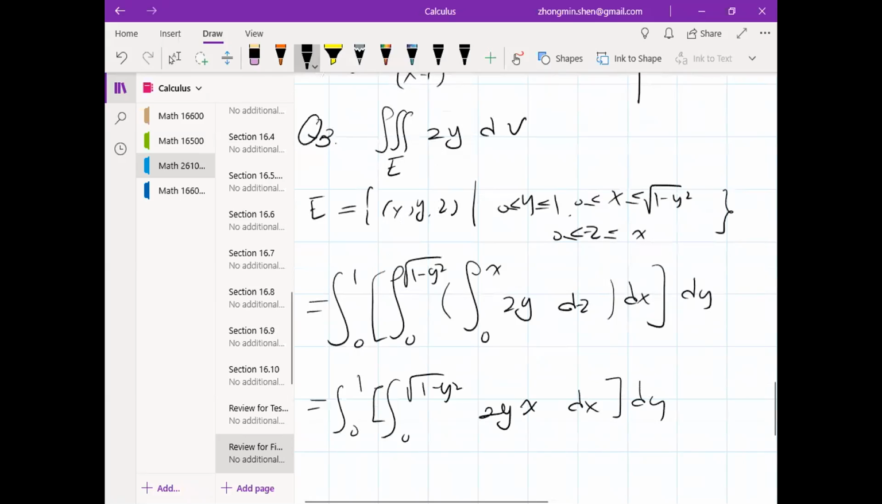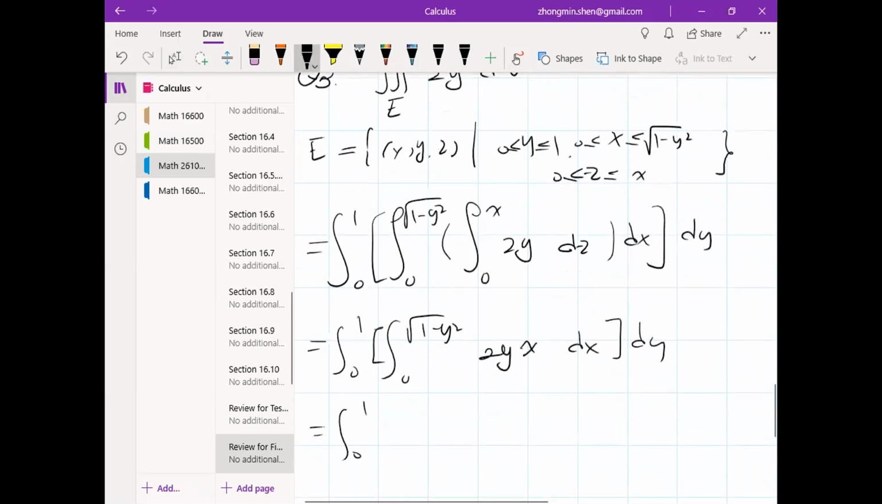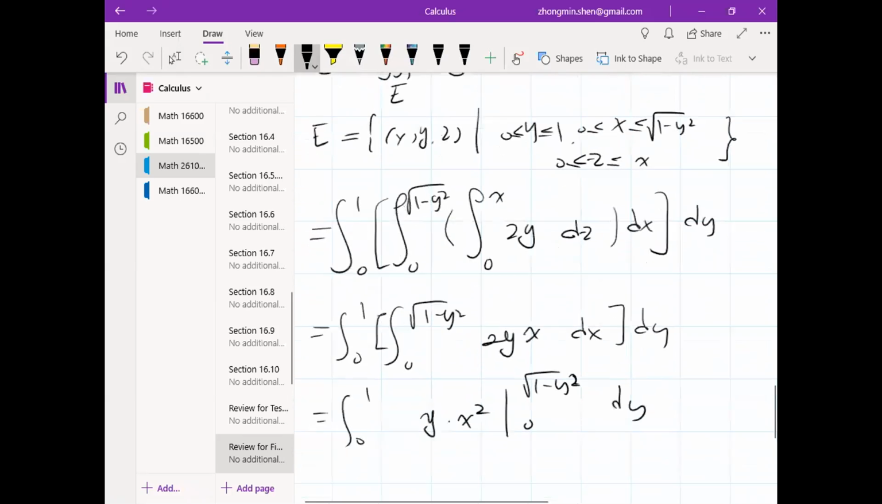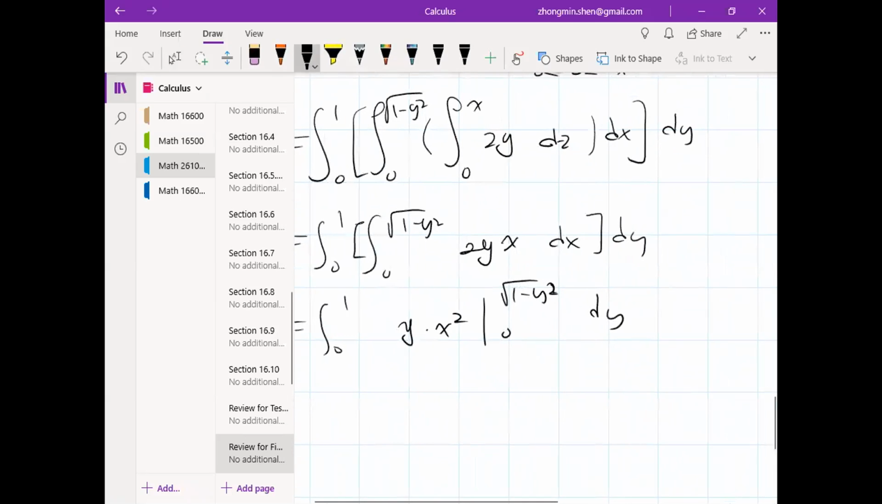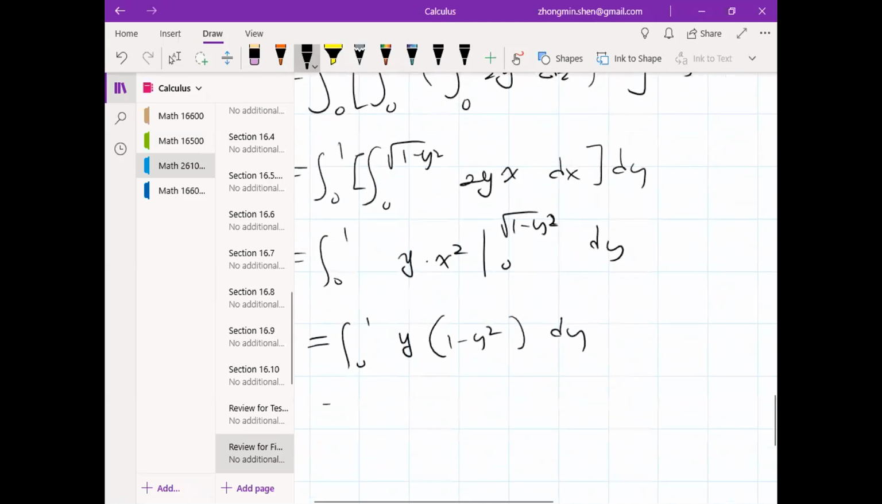The next is 2yx. Y is a constant with respect to x, but you have a 2x. Antiderivative of 2x is x squared. So y times x squared. Then you evaluate this. It's going to be the square root of y, squared, which is y. So it's y times 1 minus y squared, dy.